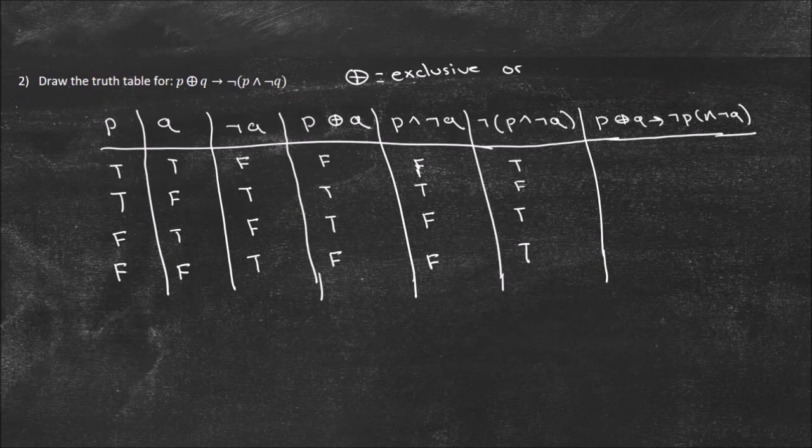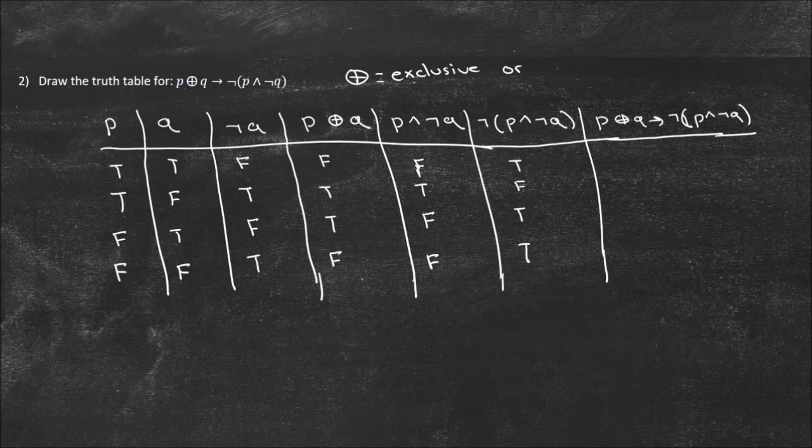Then lastly, with the implication. So kind of the hard part. Now, does P exclusive or Q imply that not (P and not Q)? So I think I made the parentheses a little off. So not, parenthesis, P and not Q. Okay, that looks better. All right.